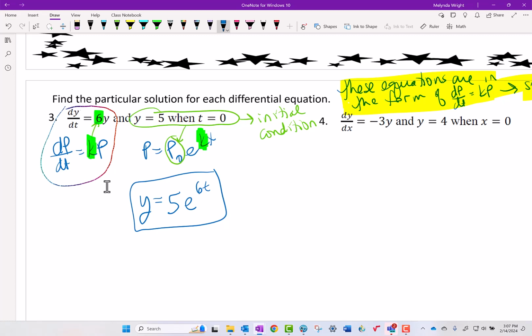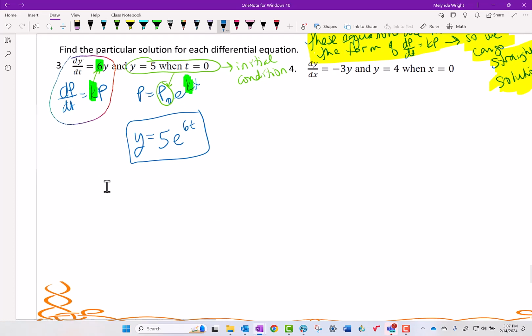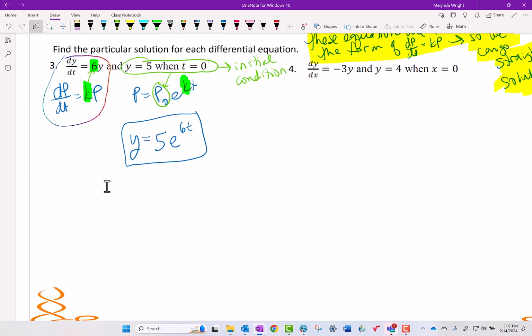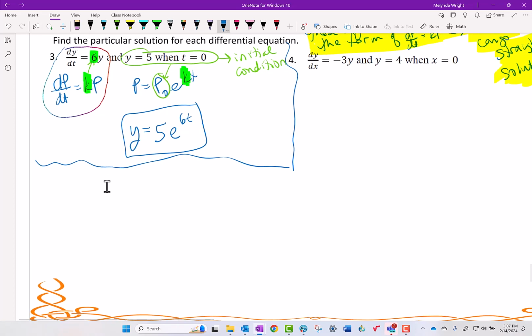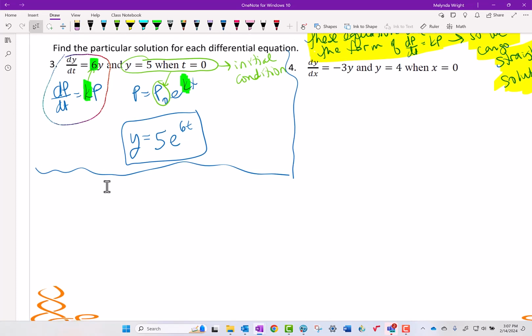Now, if you want me to, I can show you how we would get there without doing this. I'm just going to show you how we can get there. If let's say you don't even recognize that's what's going on, what would you do? This way is faster, but what if we don't recognize it? We would separate that. We'd have dy over y equals 6 dt. We integrate both sides. We'd have ln absolute value y equals 6t plus c.